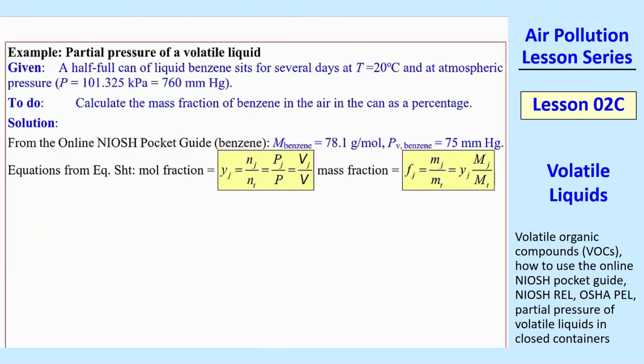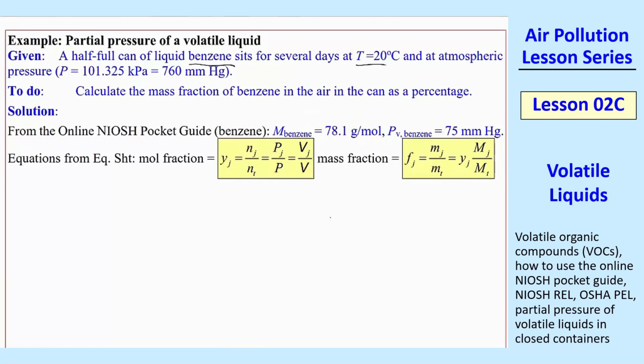So that's my introduction to these VOCs, and now I want to do an example problem, partial pressure of a volatile liquid. We have a half full can of liquid benzene. Benzene is our chemical, and it sits for several days at 20 degrees C and at atmospheric pressure. By the way, these values on the NIOSH pocket guide are at 20 degrees C, not 25. So you'd have to look at other places if you want it more accurate than that. So I looked those up for you.